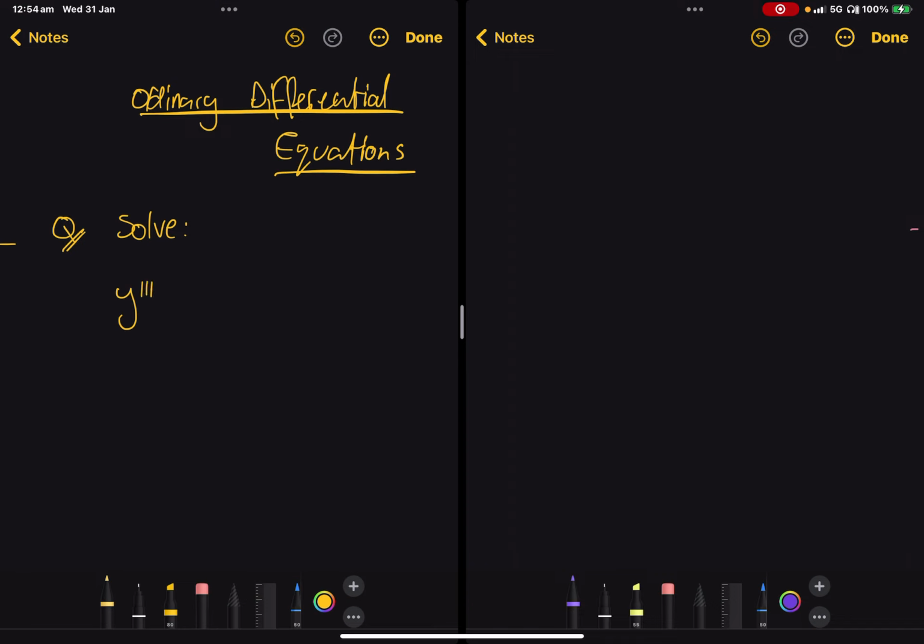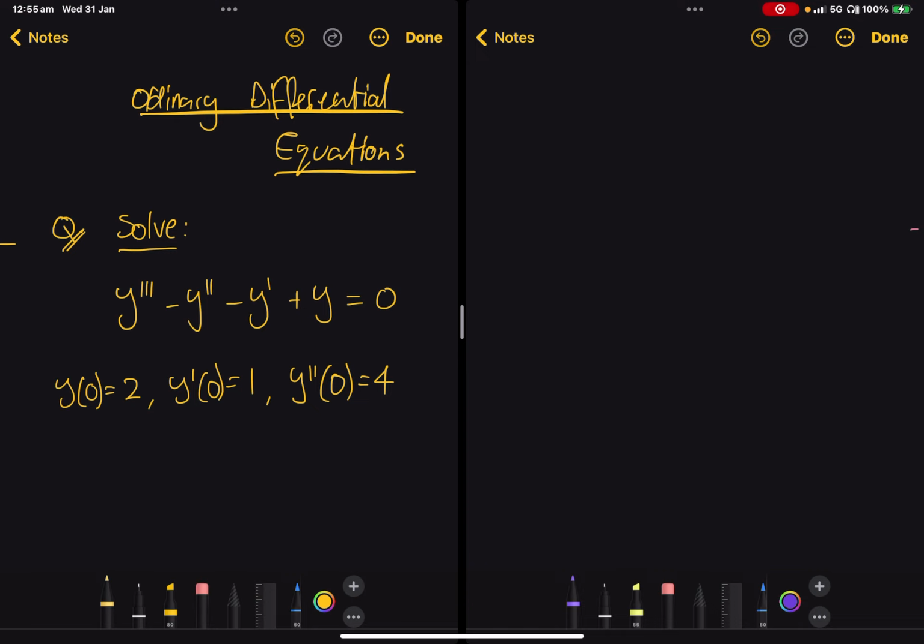y''' - y'' - y' + y = 0. We are told y(0) is 2, y'(0) is 1, and y''(0) is 4. Alright, so I'm going to solve this.